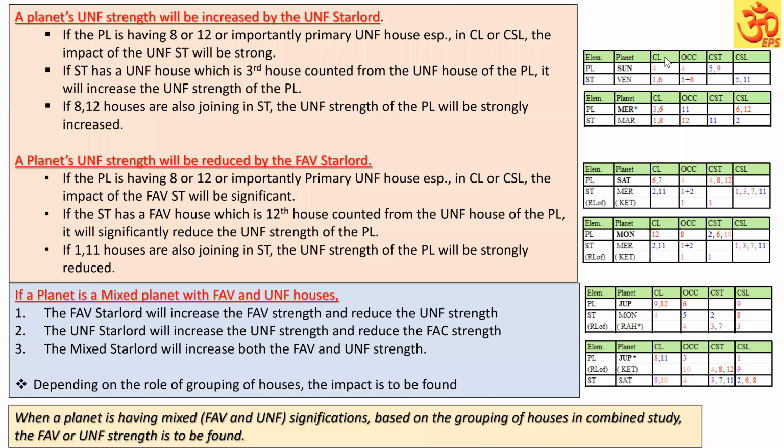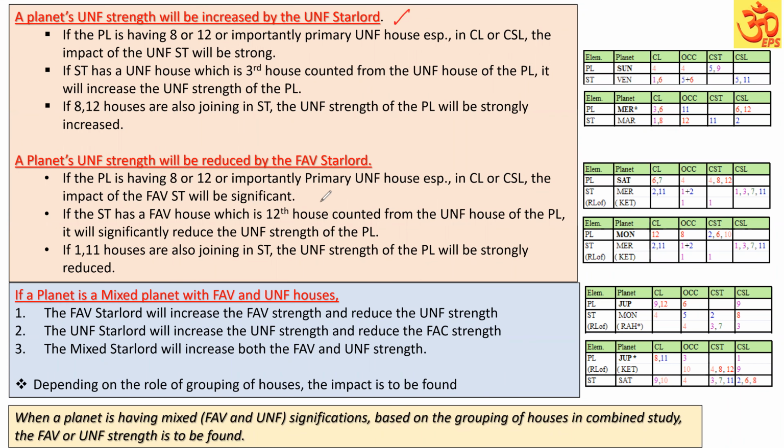Next, we are going to discuss when the planet is unfavorable and the star lord is unfavorable or the star lord is favorable. What is the effect of these combined levels? Now, the first one is the planet is unfavorable and the star lord is also unfavorable. So as you know, when the planet is unfavorable, the unfavorable strength will be increased by the unfavorable star lord.